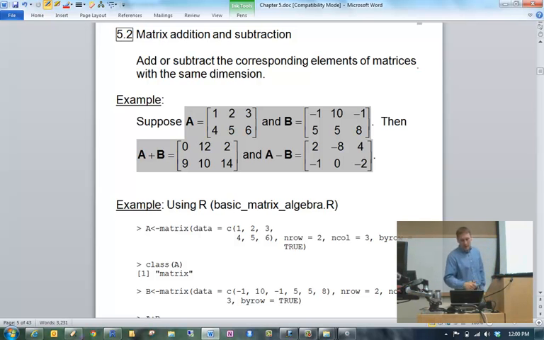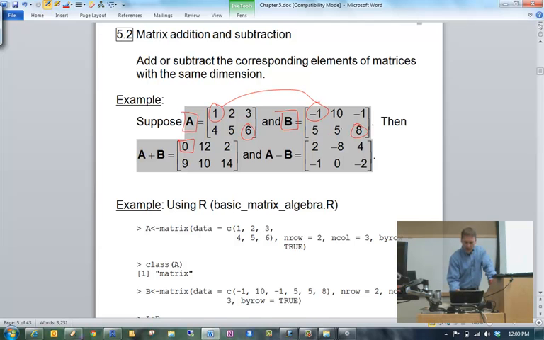So for example, if I want to add or subtract matrices, let's say I have two matrices, A and B. To add these matrices together, first of all, they need to be exactly the same dimension. That's a key part. They need to be exactly the same dimension. Notice they're both 2 by 3s. And then all you do is simply do element by element addition. So 1 plus -1 is 0.